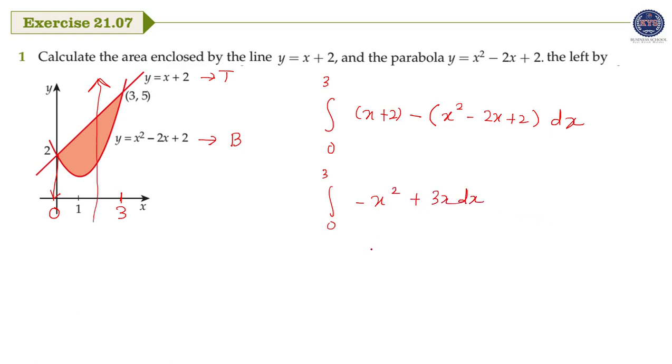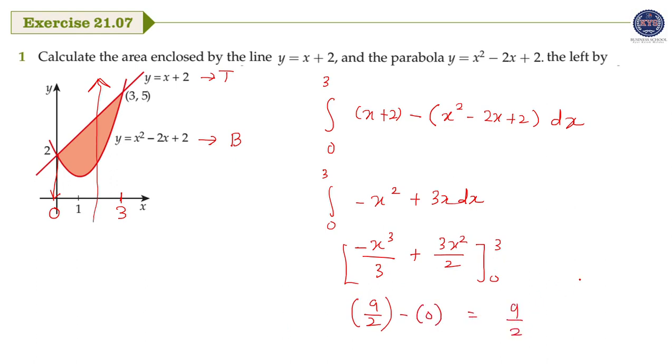After that, integrate as usual. Integrate negative x squared, it becomes negative x cubed over 3, plus 3x squared over 2. Then you substitute the upper limit and lower limit. So when you substitute, you will get 9 over 2 minus 0. So therefore the answer is 9 over 2. It's very simple. Okay, moving on.